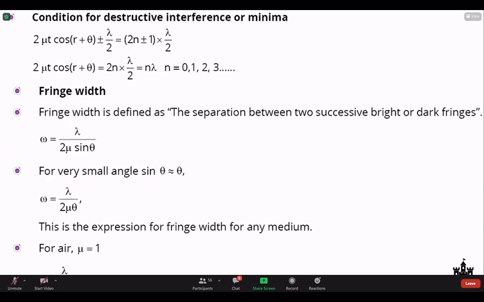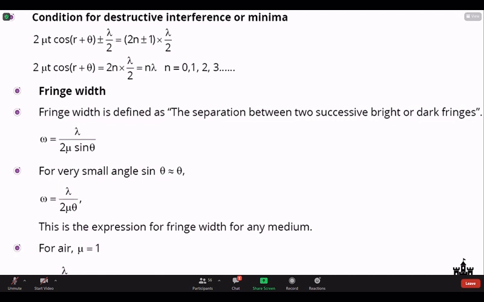Yesterday, we also defined a new term known as fringe width. It is the separation between two successive bright or dark fringes. Fringe width is defined by omega, which is equal to lambda by 2 mu sine theta. In some books, you will find fringe width with a different notation, delta, so it is okay. But the formula will be the same, lambda by 2 mu sine theta.